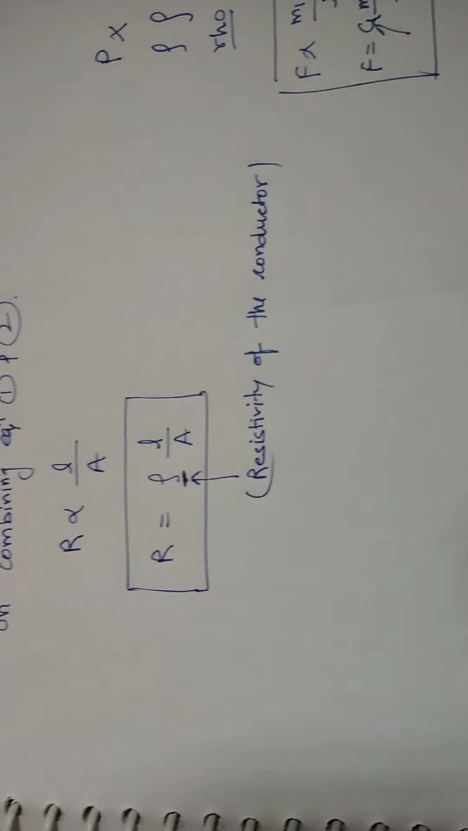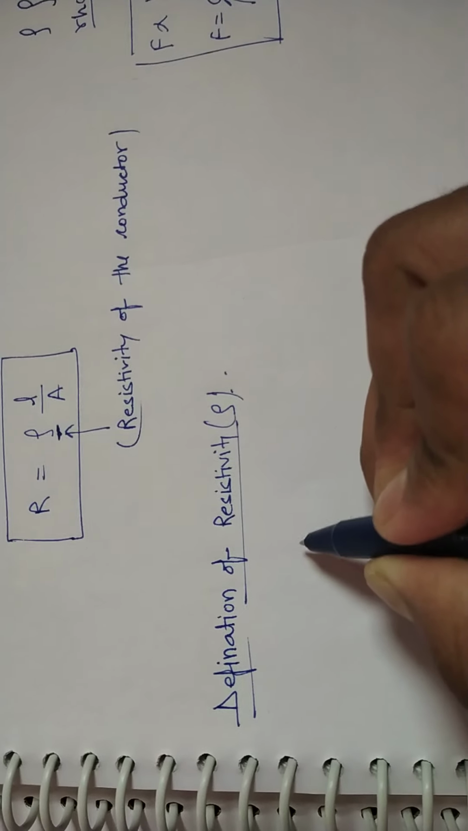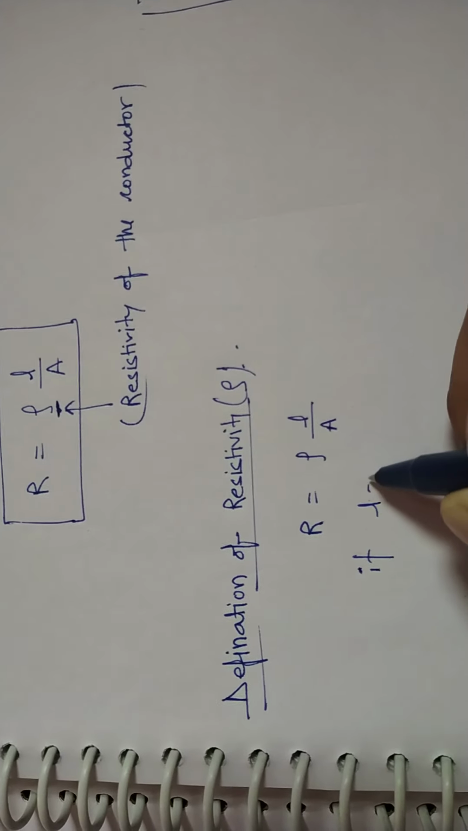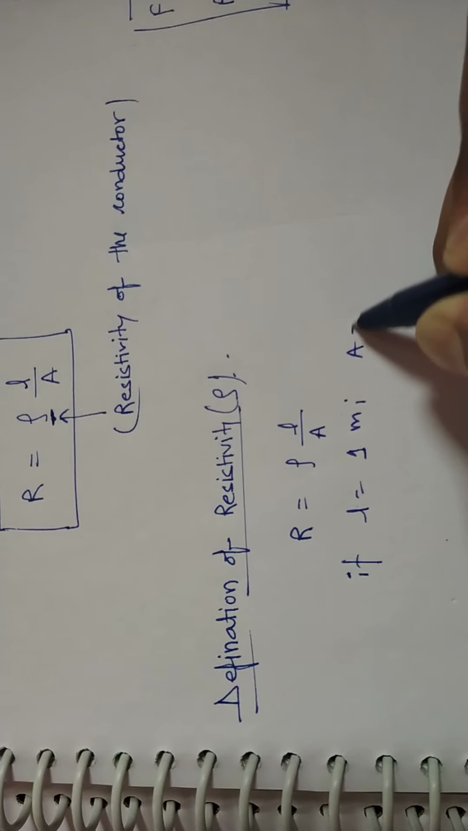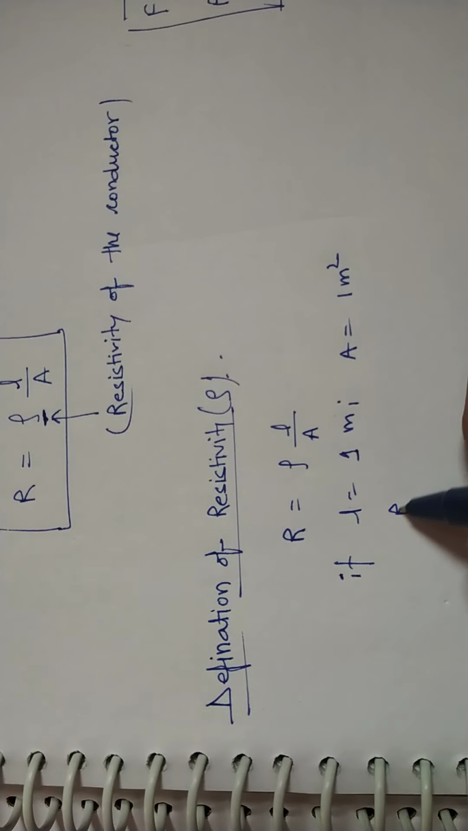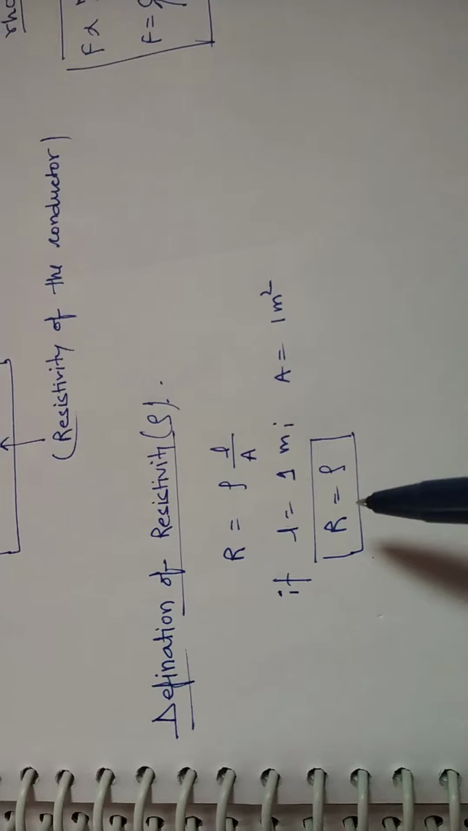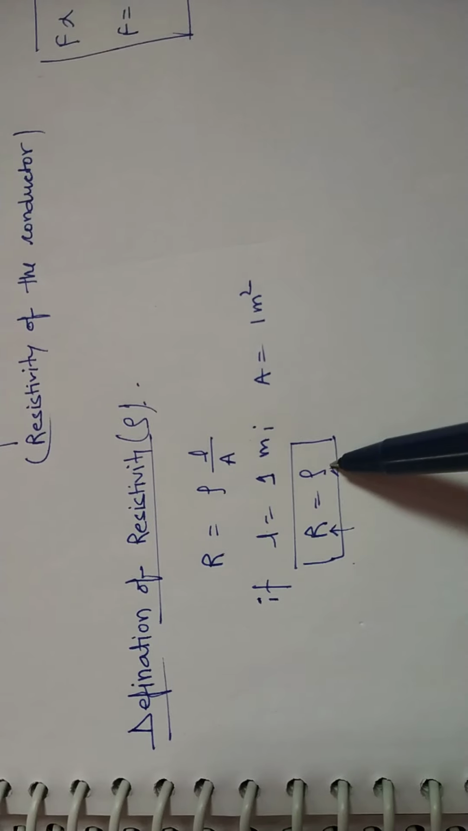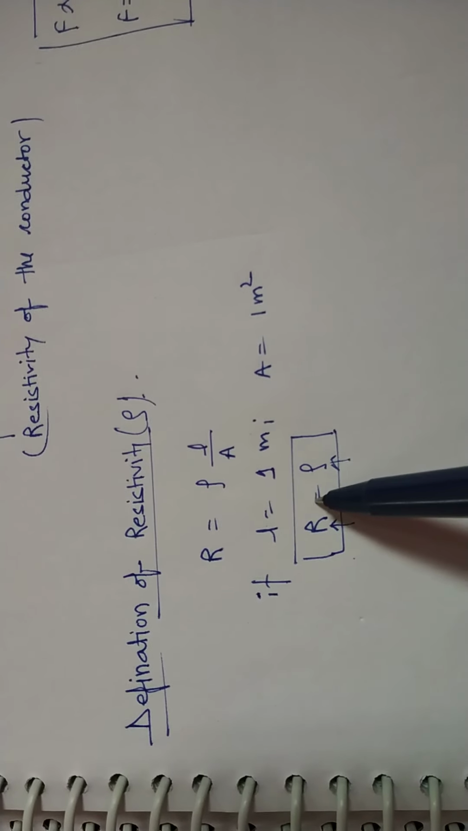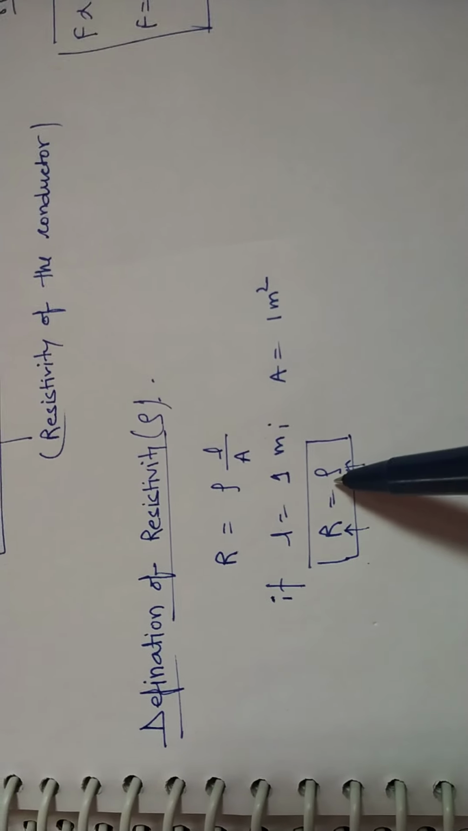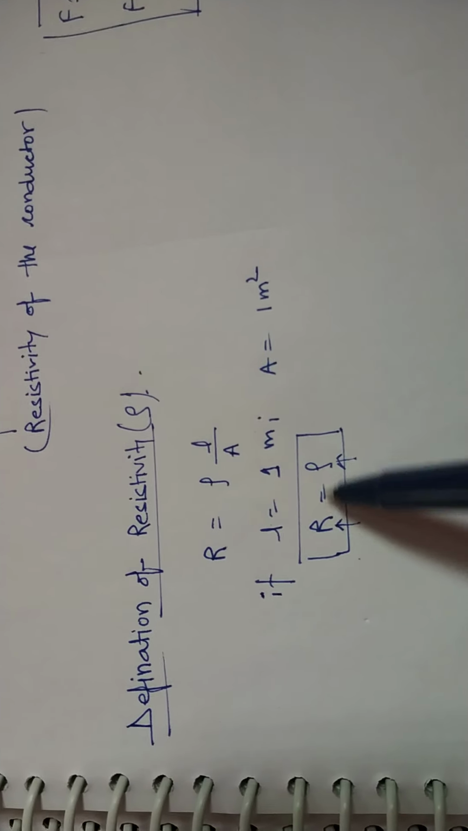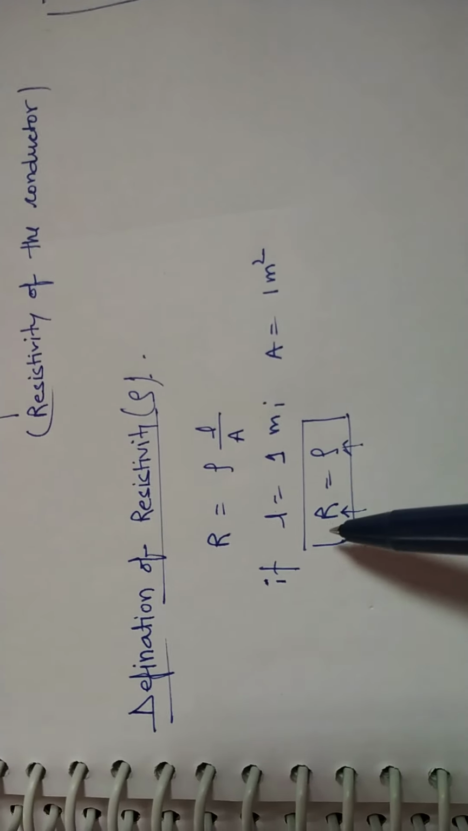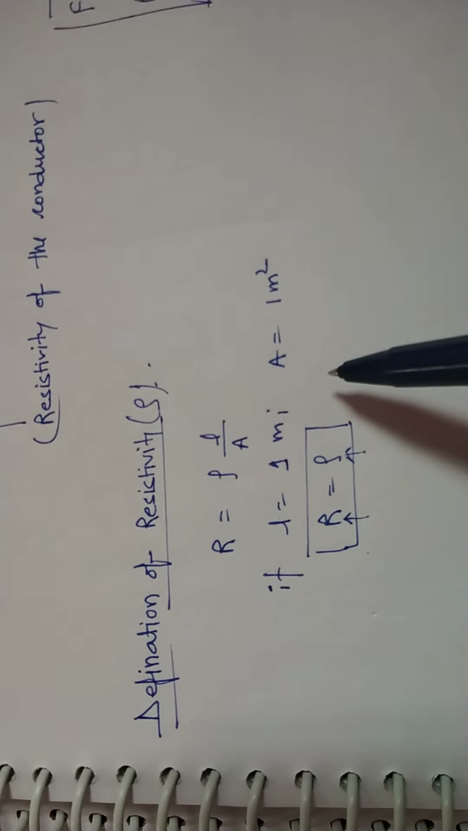Let's see. For the definition, first of all we'll write the formula R is equal to rho L upon A. If L is equal to 1 meter and area is equal to 1 meter square, we are left with R is equal to rho. But students, R and rho are not the same thing. One is resistance and the other is resistivity, but here they are equal. Whenever this kind of thing arises, we call them numerically equal, meaning it can be 2 and 2. That is the only thing. The rest of the time they are not the same things, but numerically they are the same. Just like 2 rupees and 2 human beings, the number is the same, but rupee and human being cannot be the same.